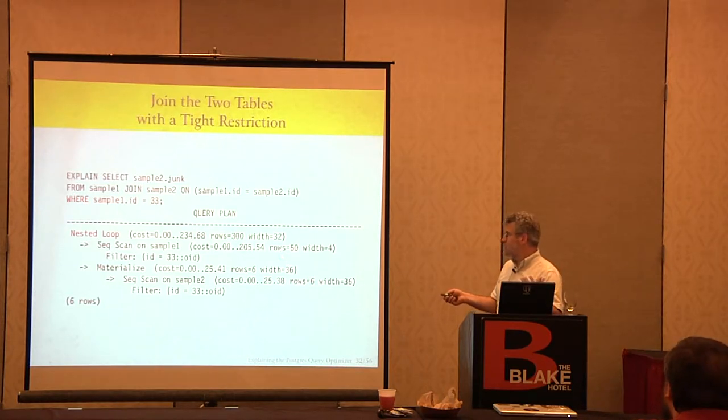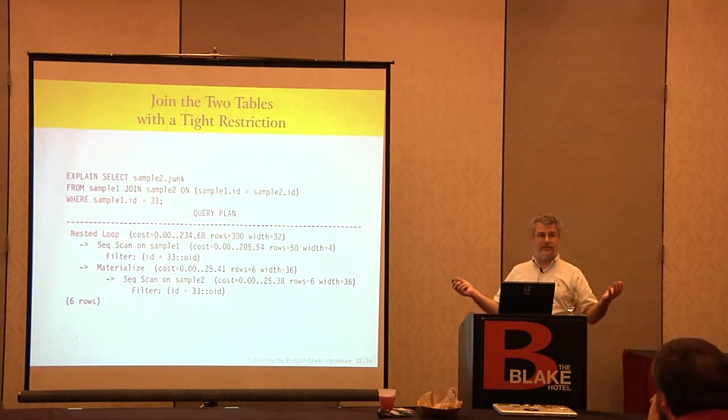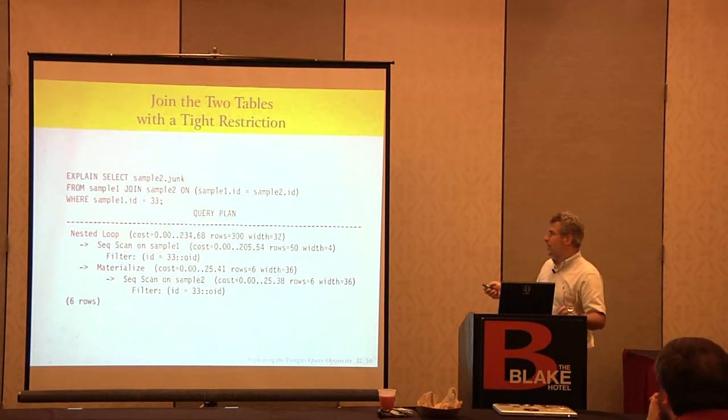because, oh no, actually it isn't. Look, these are the estimates of how much it thinks it's getting. It thinks it's getting 50 from this one, and it thinks it's getting 6. Again, there's no optimizer statistics, so it doesn't know, okay?